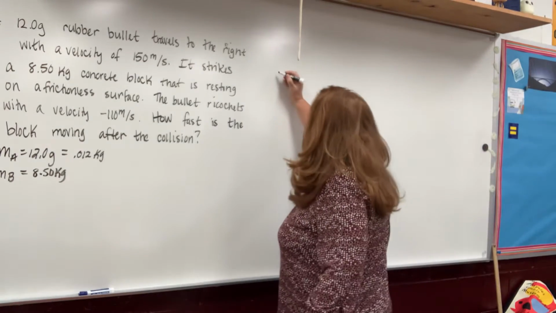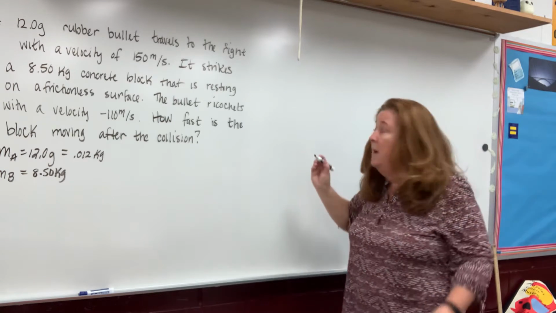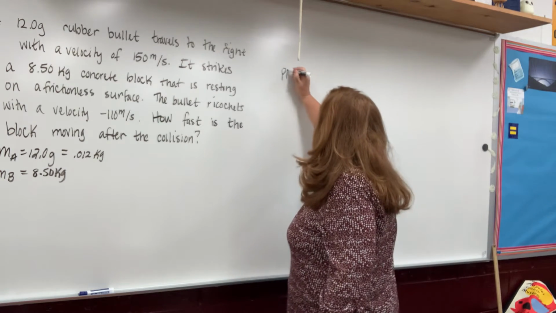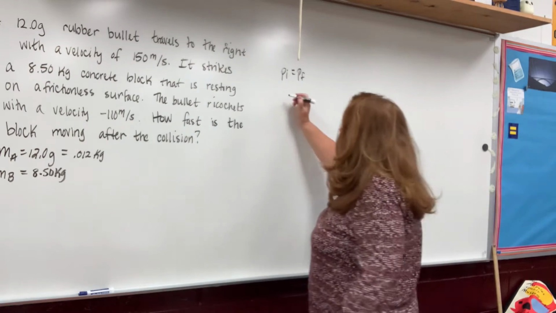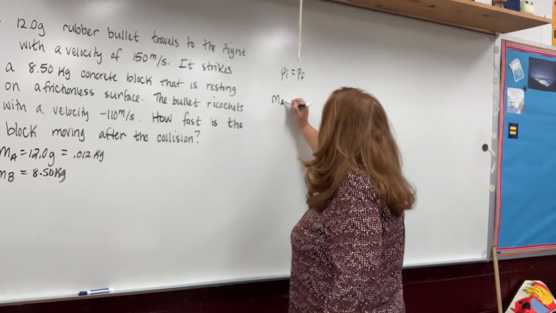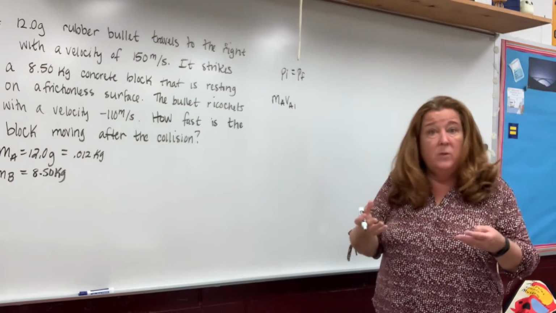All of the problems start out with the same equation. Some things cancel out, some things will combine, but it's that the initial momentum equals the final momentum. That's what conservation means. So we have momentum for the first object. It has a certain amount of instantaneous momentum before the collision.